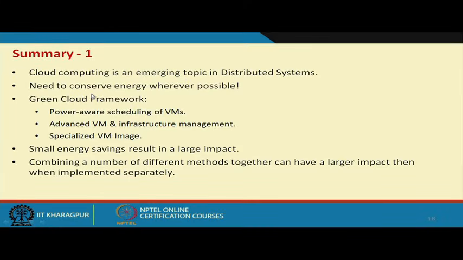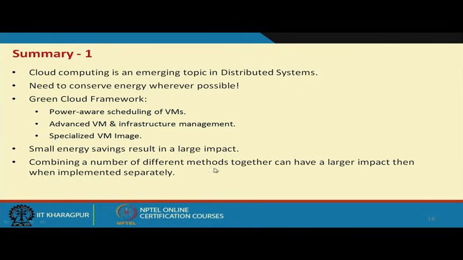So, if we try to summarize, it is definitely an emerging topic. We need to conserve energy wherever possible. So, one is the green cloud framework, power aware scheduling of VMs, advanced VM and infrastructure management, and specialized or customized VM images. Small energy savings result in a large impact, right. Even if it is apparently small VM wise or node wise, considering the whole thing there is a large impact. Combining a number of different methods together can have a larger impact than when implemented separately. So, it is not only piecewise, but a collective or cooperative way of looking at it.